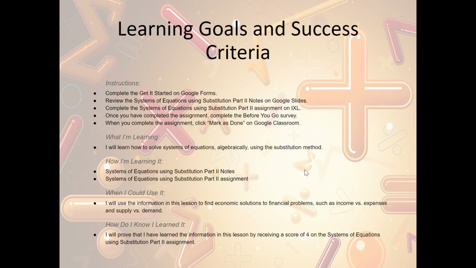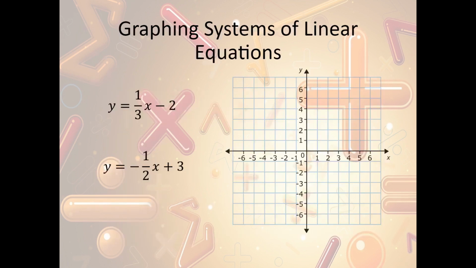Our notes begin with the learning goals and success criteria. Now let's take a look at how we can graph systems of linear equations. So all this really means is we're going to graph both of these lines at the same time. On the first one, we'll go ahead and graph this. We're going to plot our y-intercept, which is -2. So we're going to go down 2 and plot our point. And the slope is 1/3, so we're going to go up 1 to the right 3. Plot our point and connect the dots.